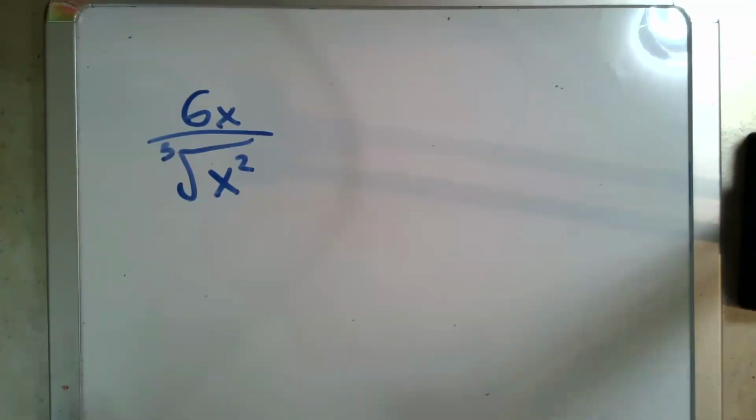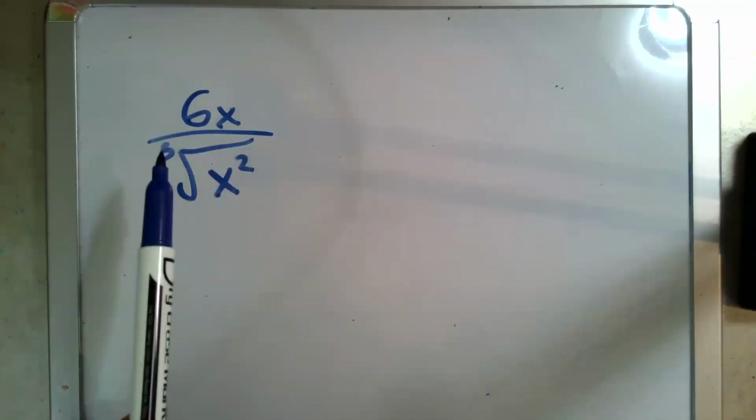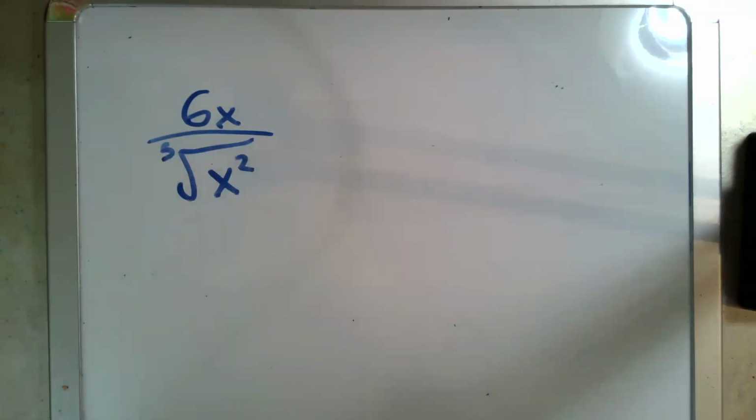Hello. Today we're going to take a look at rationalizing denominators, specifically when they have roots that are higher than a square root. Let's take a look. Okay, so our first problem says 6x over the fifth root of x squared.